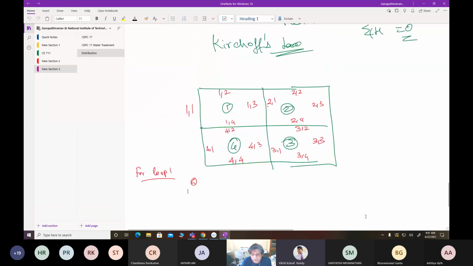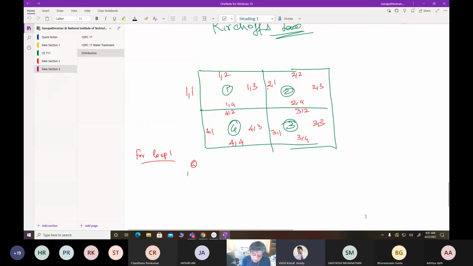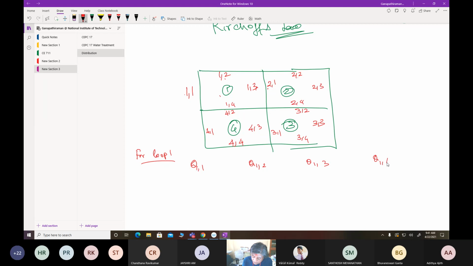Okay, fine. Now this is a loop. We have got pipes 11, 12, 13, 14. The first subscript stands for the loop and the second subscript stands for the pipe. So this is the nomenclature. What I do is I will assume flows Q11, Q12, Q13, Q14 for loop 1. If you add these algebraically, it is equal to 0. That is the first assumption.